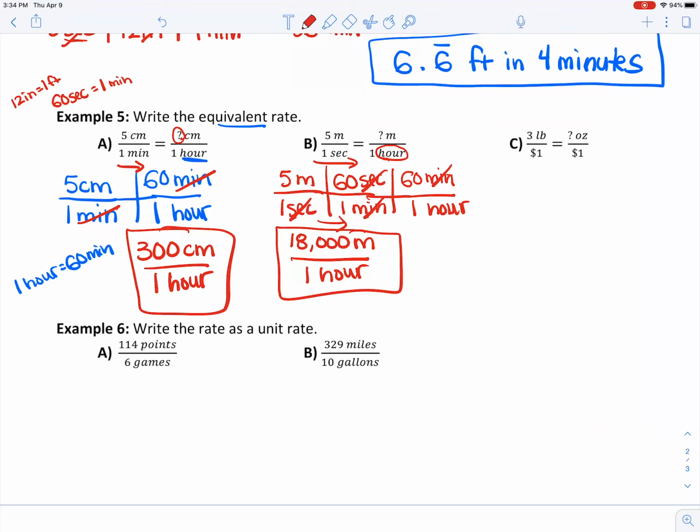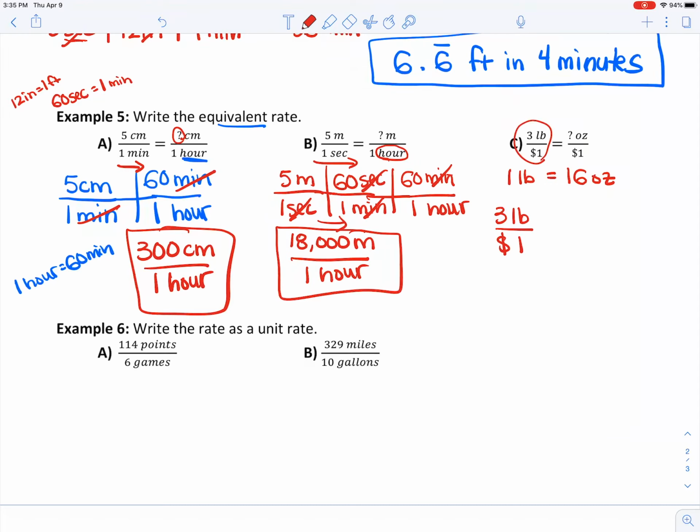Okay, letter C, we've got 3 pounds per $1. So how many ounces is that per $1? Now you might need to know this part here, and maybe you don't, and that's okay. 1 pound is actually equal to 16 ounces. All right, so we can use that in our setup.